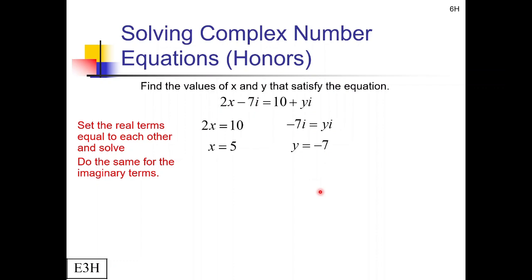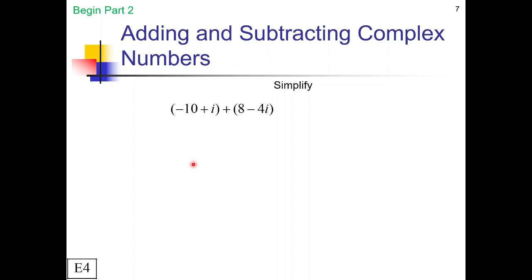So if you're doing the honors version of this lesson, this is the end of part 1 for you. You can pause the video, do what you need to do, and then come back on example 4 for the next piece. Welcome back, whether you're doing the honors or non-honors. This is the beginning of part 2.